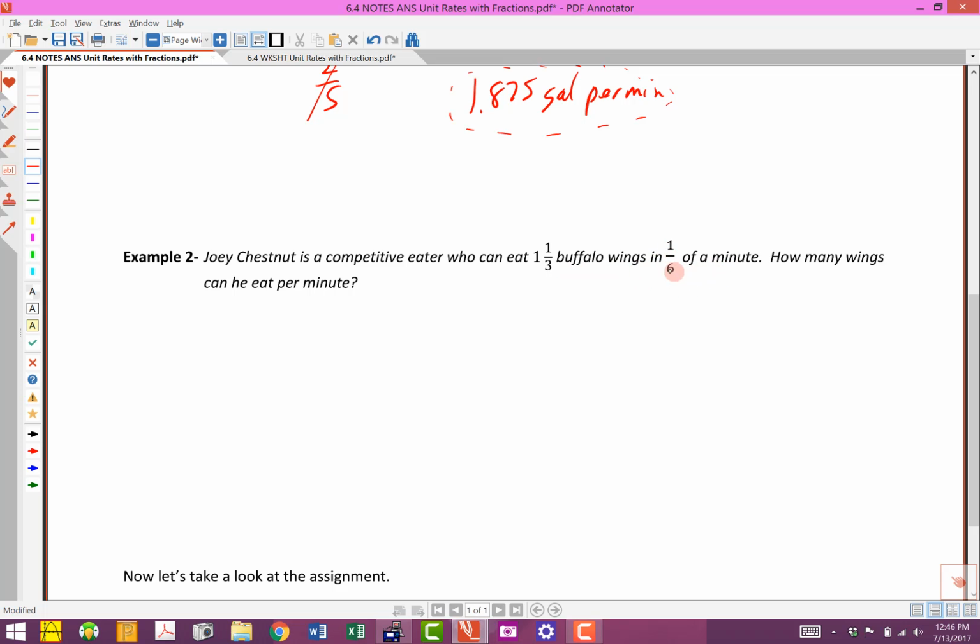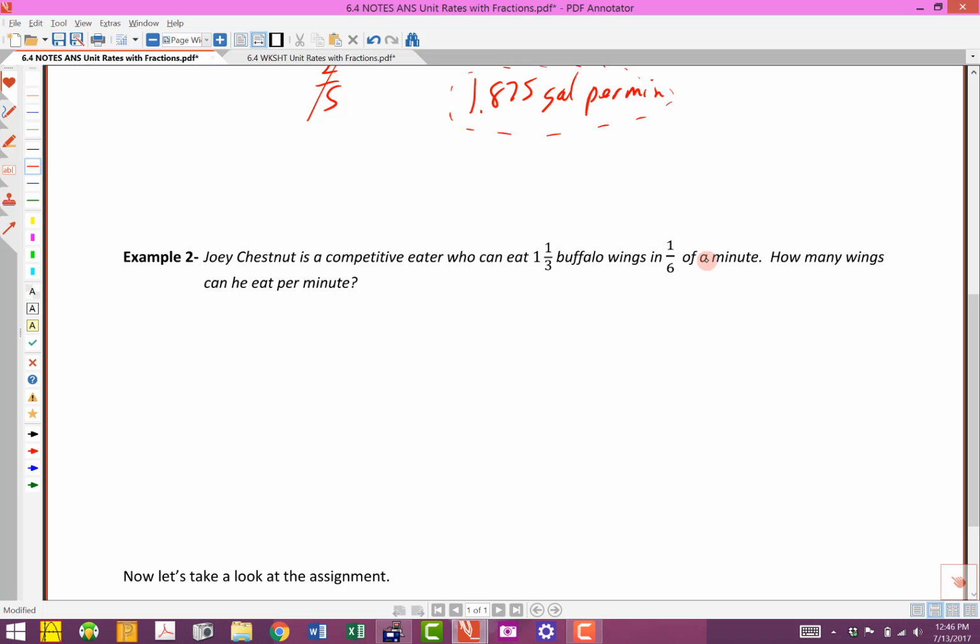Now, there might be a better way. I mean, this is a math class, so we make things work for us. These are both written as fractions. You could just as well write these in seconds for this time here, and we could write a decimal for this, and maybe it would be a little bit easier. But we would have to use a calculator most likely to figure those out. So how many wings can he eat per minute?